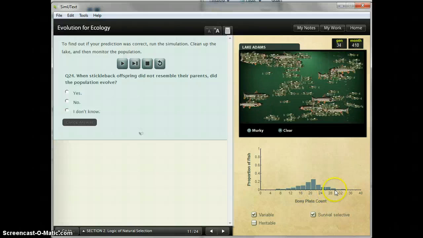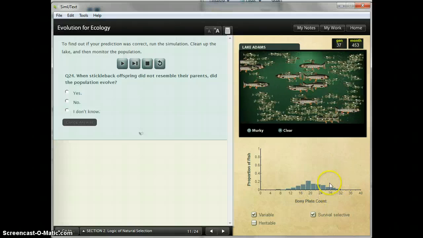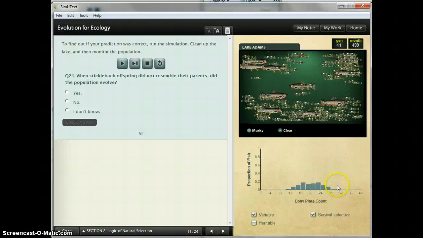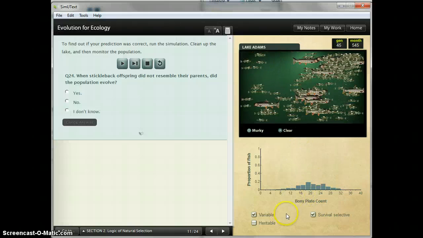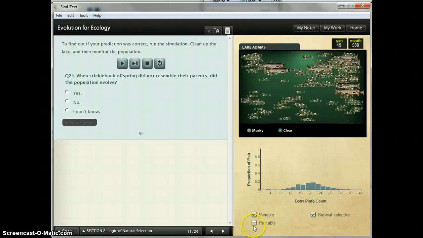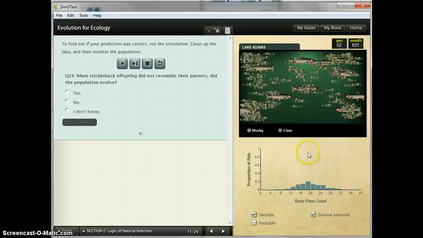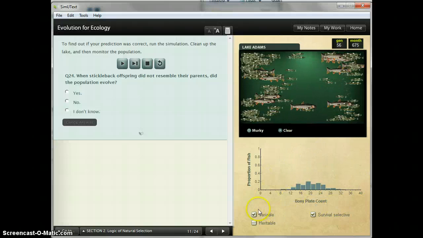And it's because even if our individuals that have the bony plates are the ones that are surviving, they can't then pass on that trait to their offspring. So no heritability means no natural selection, means no overall change in our population.